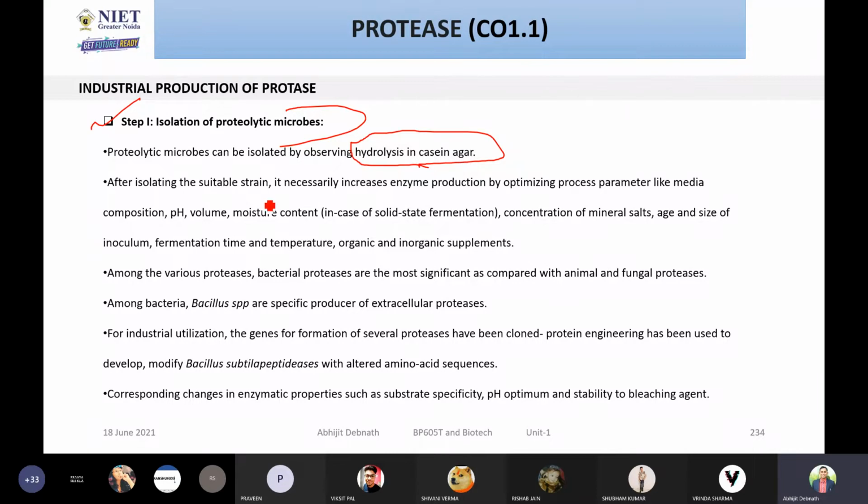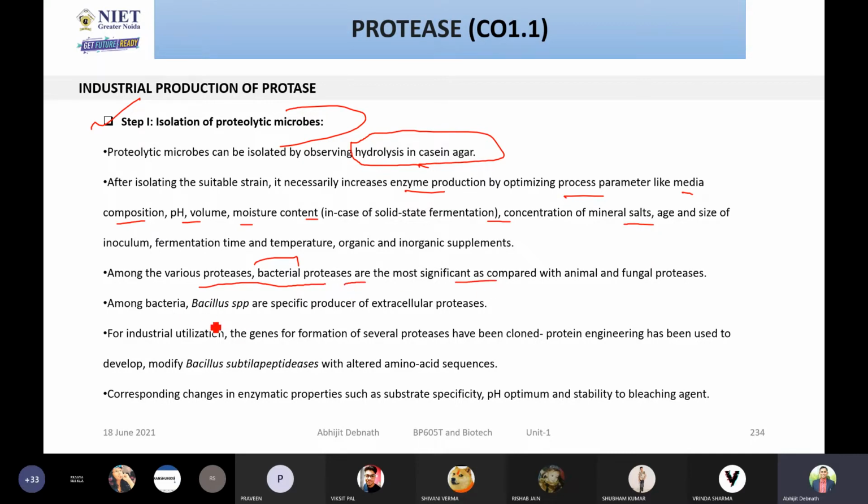So after isolating the suitable strain, it is necessary to increase the enzyme production by optimizing the process, like media composition, pH, volume, moisture, whatever the various factors we mentioned earlier in our slides. So whatever the basic media or basic factors, you have to ensure that. And among the various proteases, the bacterial proteases are the most significant. You can get protease not only from bacteria, you can get it from other species also, but from bacteria it is the most significant.